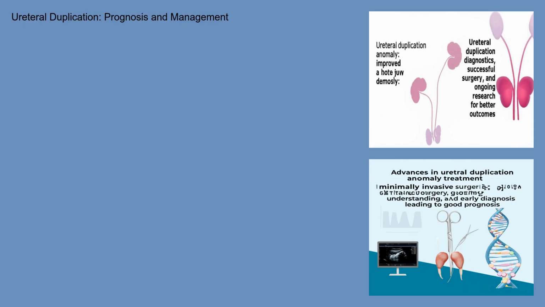Surgical interventions are typically successful in correcting complications such as vesicoureteral reflux and obstruction. Recent research focuses on improving diagnostic techniques, refining surgical approaches, and understanding the genetic factors involved in ureteral duplication. Minimally invasive surgical techniques are also being explored to reduce recovery time and improve outcomes. Further research into the embryological development of the urinary tract may one day lead to a better understanding of the causes and potential prevention strategies for ureteral duplication anomalies.